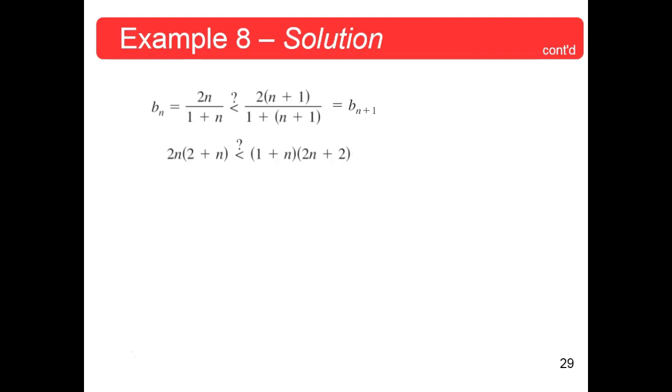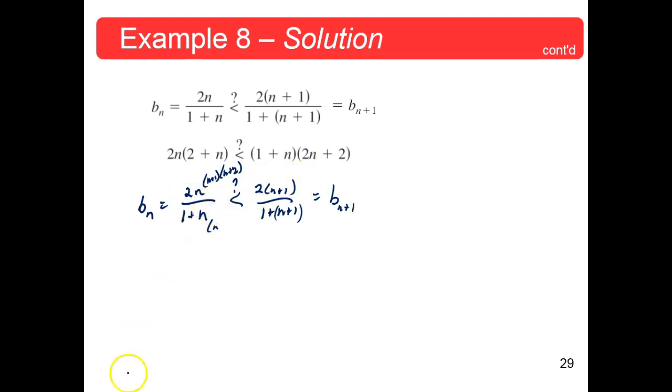I'm going to expand on this a little bit. b sub n is equal to 2n over 1 plus n. The next term, the b sub n plus 1 term, is going to be 2 times n plus 1 over 1 plus n plus 1. Now, the question is, is this always less than that? And here's what they're going to do. Multiply this one by n plus 1 times n plus 2. Multiply numerator and denominator. Oh no, you only need to do the numerator, because that's a positive number and it doesn't change the inequality.